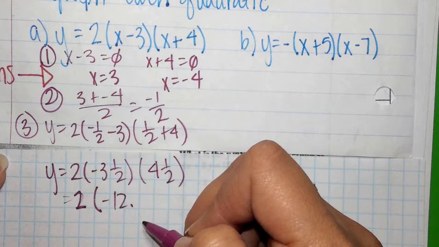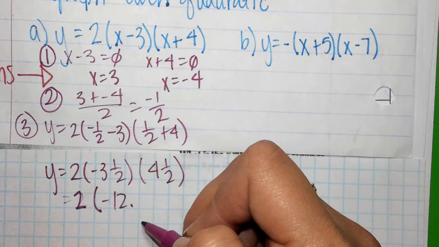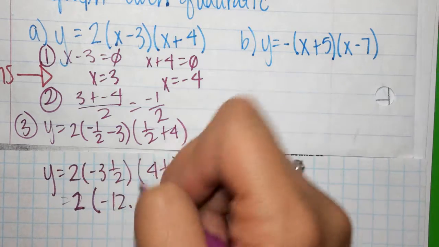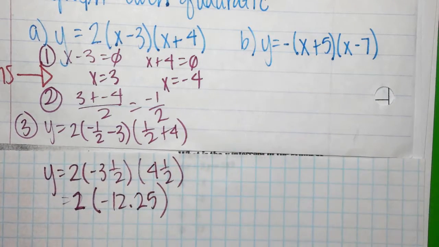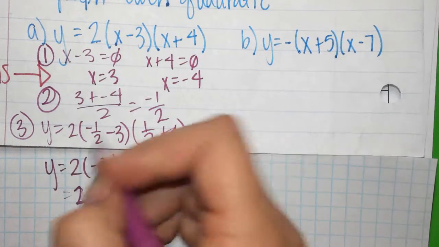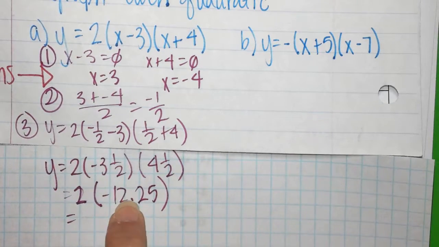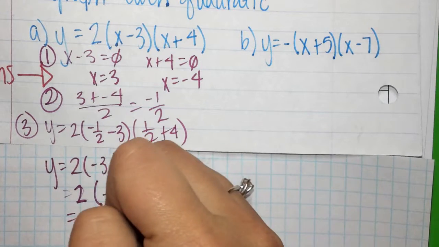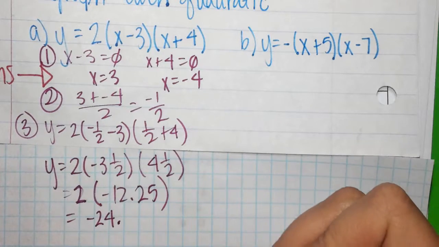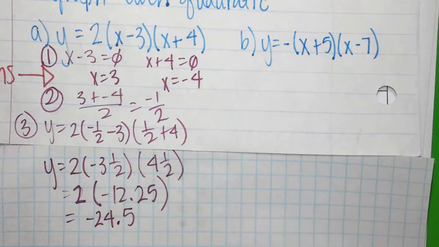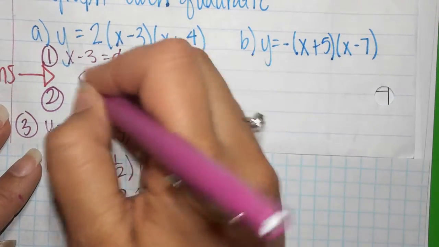0.5 times 0.5 is... 5 times 5 is what? So if you have a decimal, it's just 0.25, guys. I'm not like asking you to cure cancer here. We're just multiplying. Alright, and 2 times negative 12.25 is negative 24 point what? 0.5? Negative 24 1/2? Okay, so first we need to plot these.